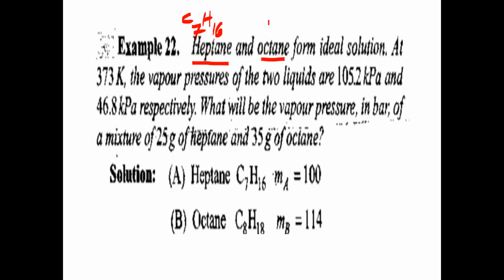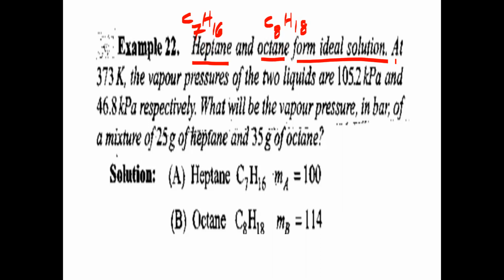And octane. Oct indicates C8, and for -ane, double 8 is 16, 16 plus 2 is 18. So C8H18 is octane, and C7H16 is heptane. They form an ideal solution. In the examples of ideal solution formation we have discussed, heptane and octane form an ideal solution.